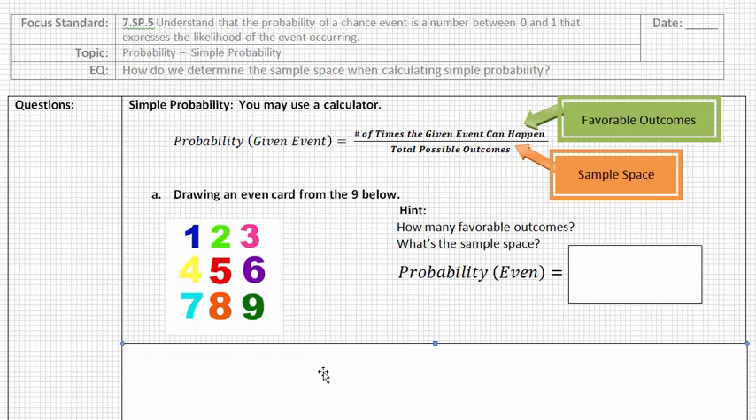Here's our first question. We have 9 cards. Typically, we would assume that they're face down. And we want to know what is the probability of drawing an even card from these 9 below. So take a moment and think about that. We want to determine how many favorable outcomes there are out of the total sample space.